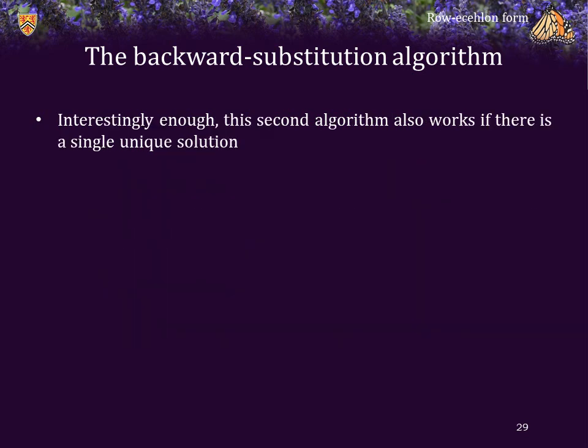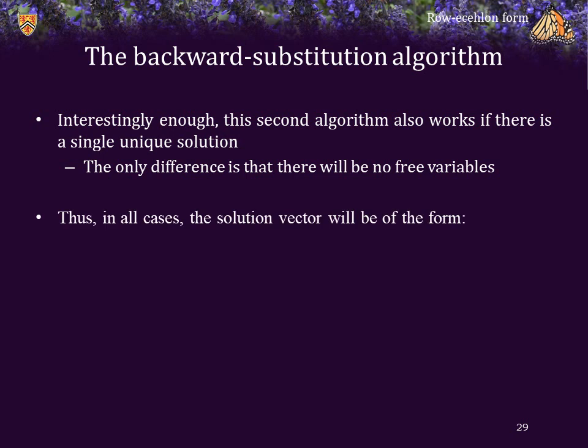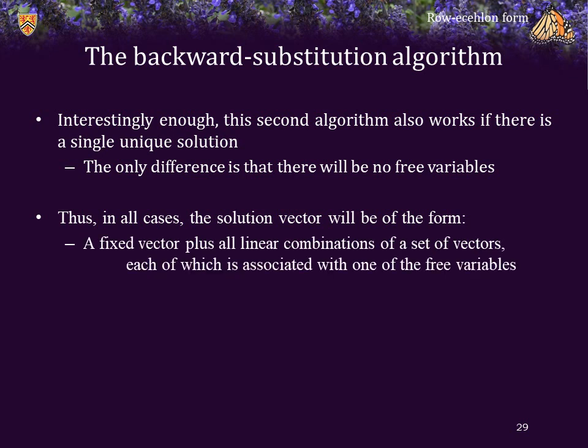Interestingly enough, this second algorithm also works if there is a unique solution. The only difference, of course, is that there will be no free variables. Thus, in all cases, if there is a solution, the solution vector will be of the form of a fixed vector plus all linear combinations of a set of vectors, each of which is associated with one of the free variables. If there is only one solution, it is that one fixed vector.